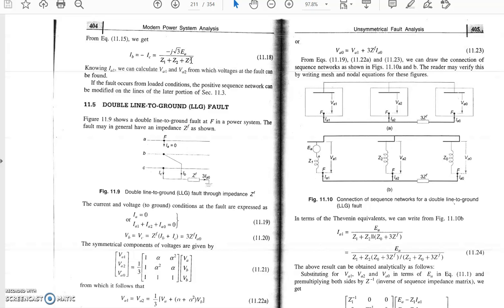So this is all about the line to line fault. In the next lecture, we will make the derivation for the double line to ground fault, LLG fault.